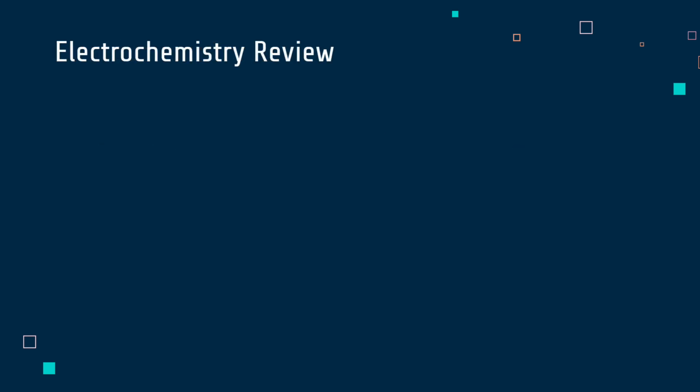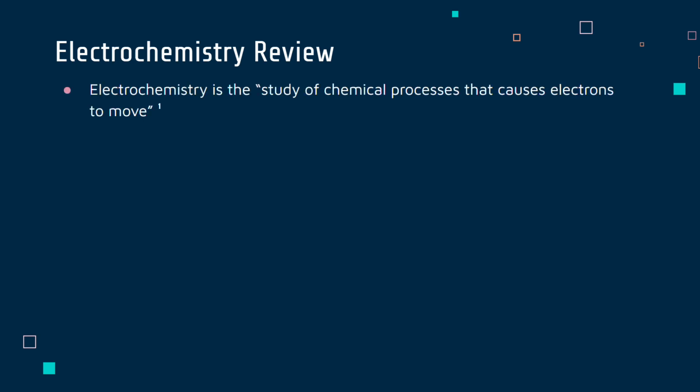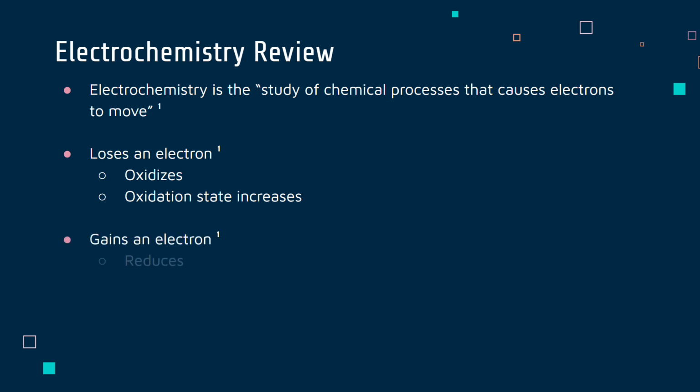Let's do a quick review of the basics of electrochemistry. Electrochemistry is the study of chemical processes that causes electrons to move. The movement of electrons from one substance to another occurs in a reduction-oxidation reaction, also known as a redox reaction. When a substance loses an electron, that means it's been oxidized. We can also say that the substance's oxidation state has increased. When a substance gains an electron, that means it's been reduced, or its oxidation state has been decreased.